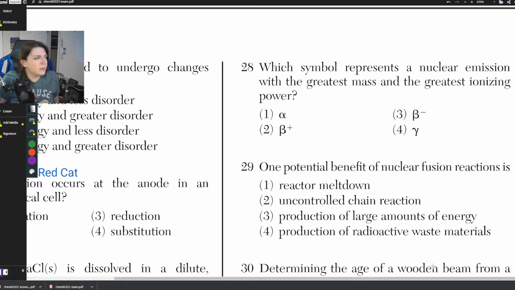Okay, question 28. This is a beautiful reference table question. We love reference table questions. You know why? Because you just need to know where to find the answer. Which symbol represents a nuclear emission with the greatest mass and the greatest ionizing power?